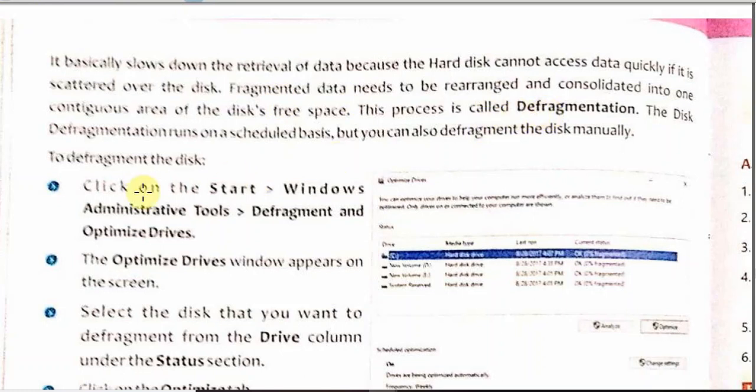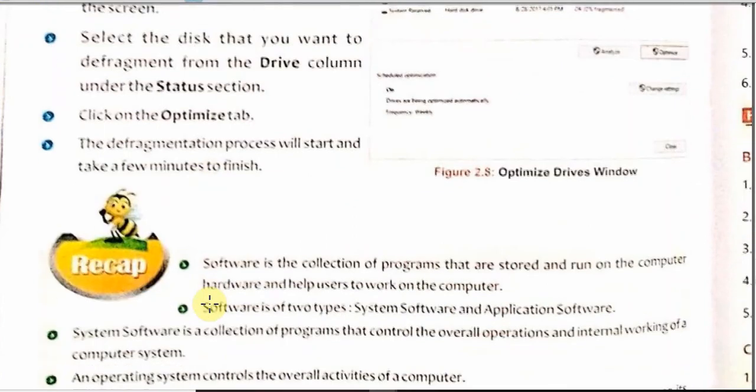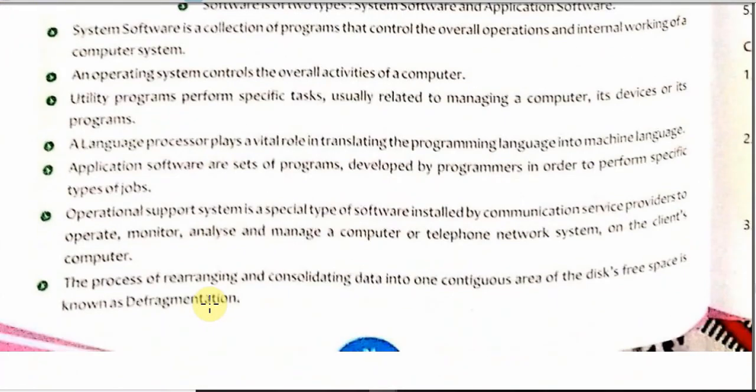How to defragment the disk? First of all, you have to click on Start, then Windows Administrative Tools, then Defragment and Optimize Drives. Then click on OK. Select the disk you want to defrag and Windows will start the process. It will take a few minutes to complete the process.